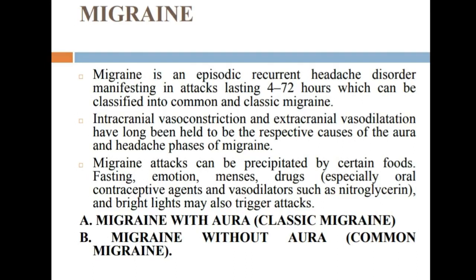Migraine attacks can be precipitated by certain foods, fasting, motion, menses, drugs, especially oral contraceptives and vasodilators such as nitroglycerin, and bright light may also trigger attacks. We have two types of migraine: migraine with aura, which is called classic migraine, and migraine without aura, which is common migraine. What about the classic migraine?